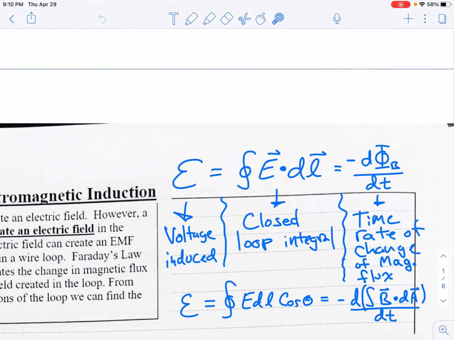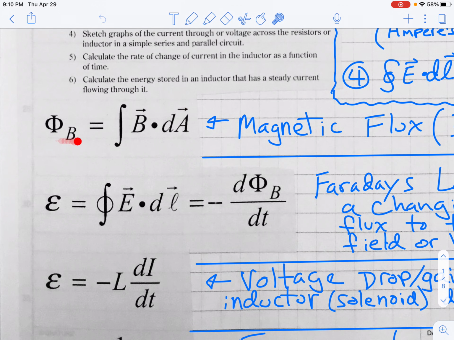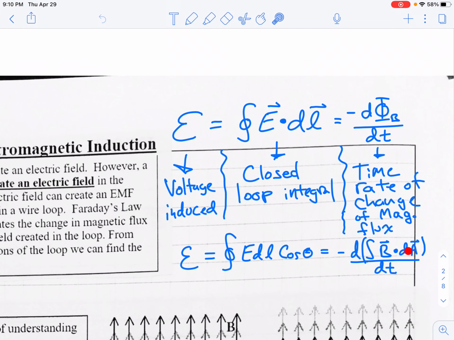So this is an induced voltage. We already discussed that. Closed loop integral. This is a line or a path integral. Time rate of change of the magnetic flux. And if you combine the equation here for magnetic flux, that will be the time rate of change of this dot product. And of course, E dL dot product, E dL cosine theta. And this would be B dA cosine theta, but this theta and that theta might not be the same.